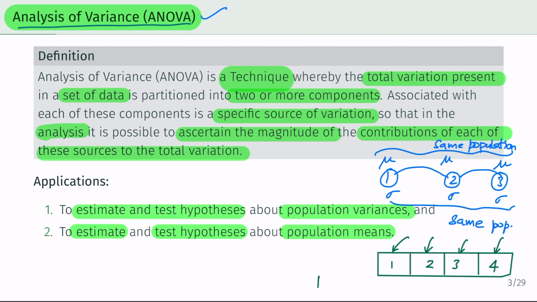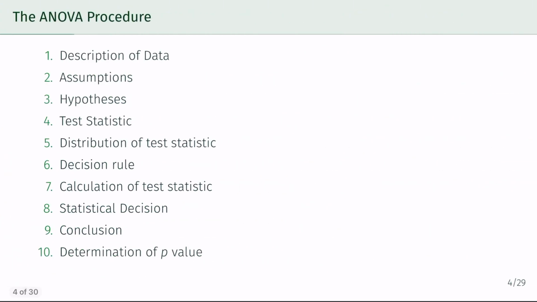So ANOVA is basically an expanded version of the 2 sample t-test that we have done. But what we do here is we can apply this to 2 groups or more groups. So that's the reason why we represent the term 2 or more components. Now, what is the procedure of ANOVA? These are the basic steps in the procedure of ANOVA.